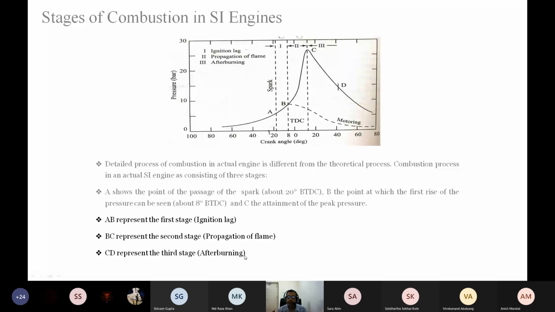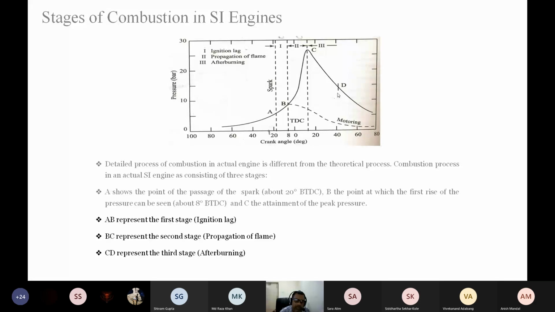So when you see the P theta diagram of the SI engine combustion, you can easily divide the P theta diagram into three different zones. One is called ignition lag, that is A to B. B to C, we have the flame propagation region, and C to D is the after burning zone. Okay, that's the way the combustion takes place.